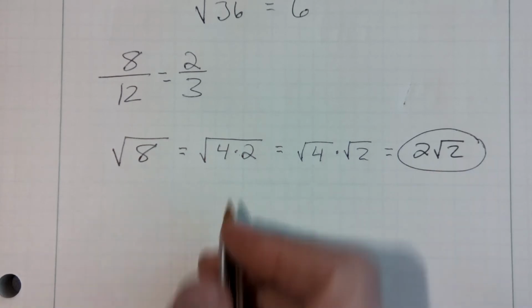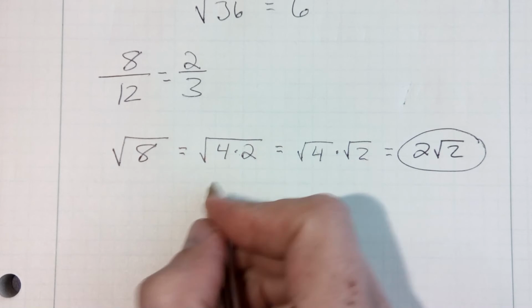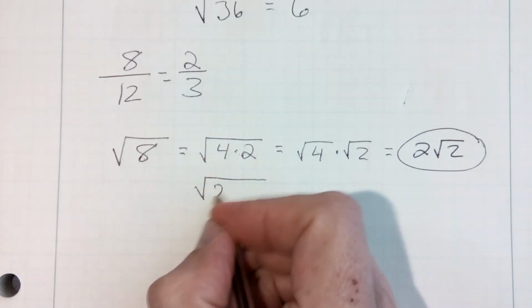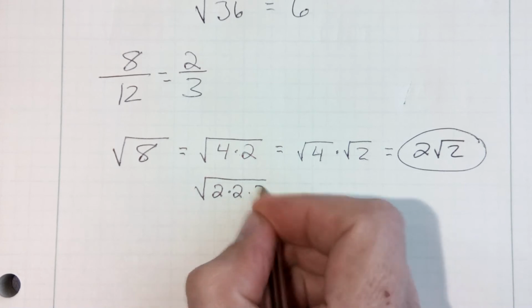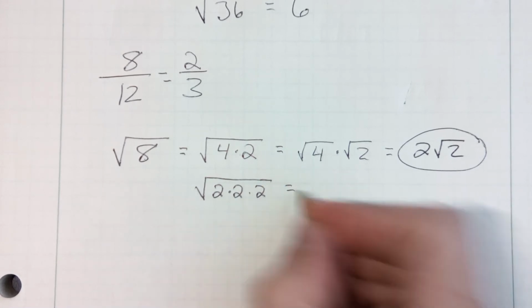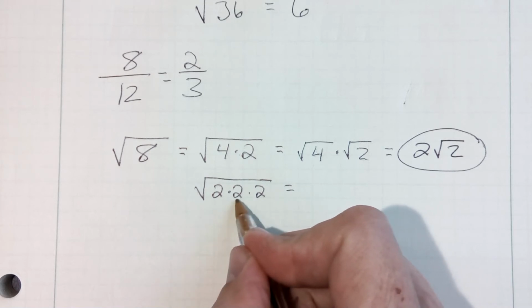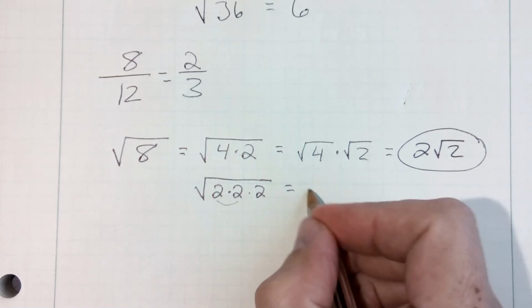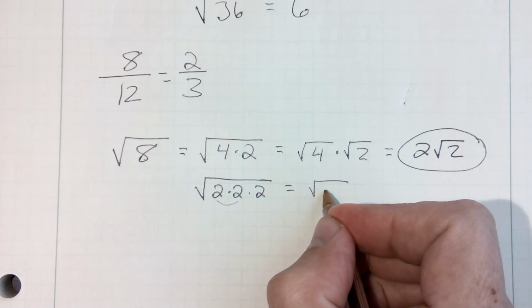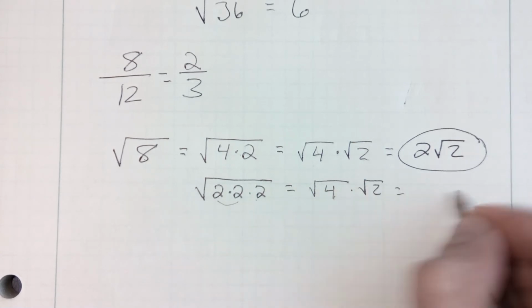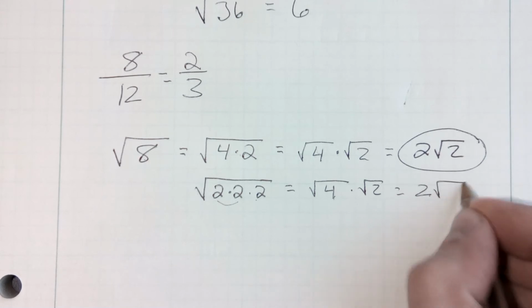Now, I do want to emphasize that a lot of students end up breaking it down further, and they say 8 is 2 times 2 times 2. Well, then what we do is we pair up numbers because that makes a perfect square. We pair up the 2's to get our square root of 4, and then we have that one square root of 2 left over, and we get the same 2 square roots of 2.